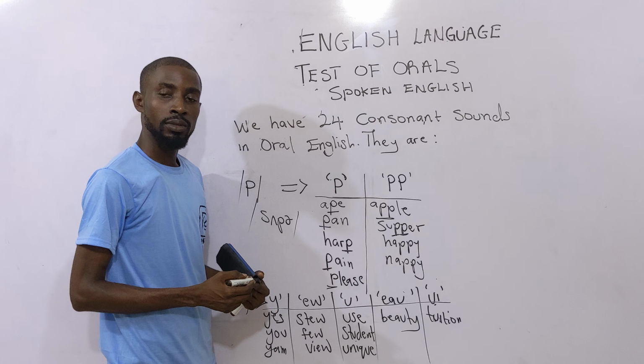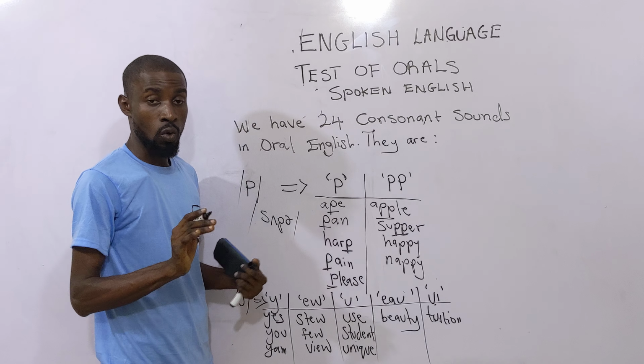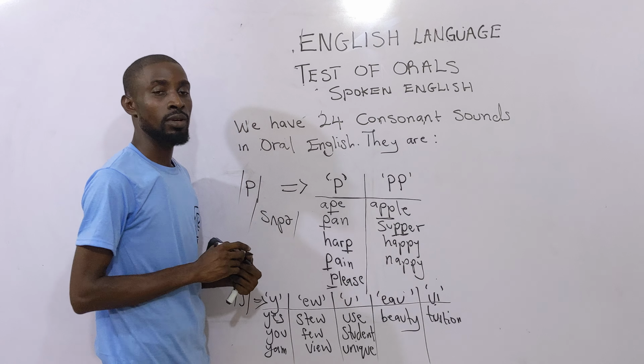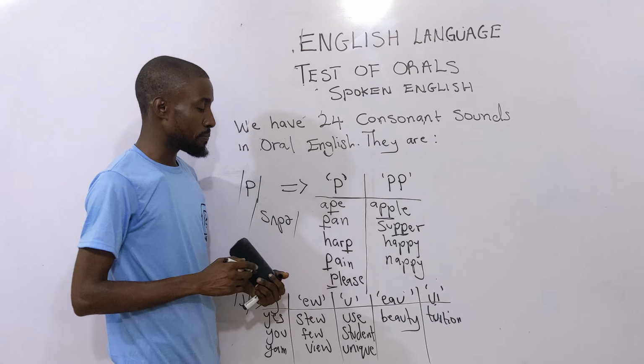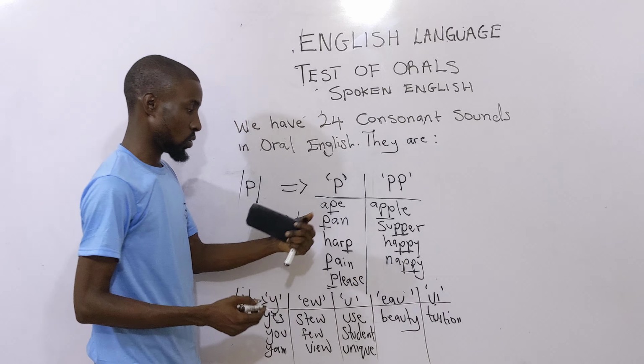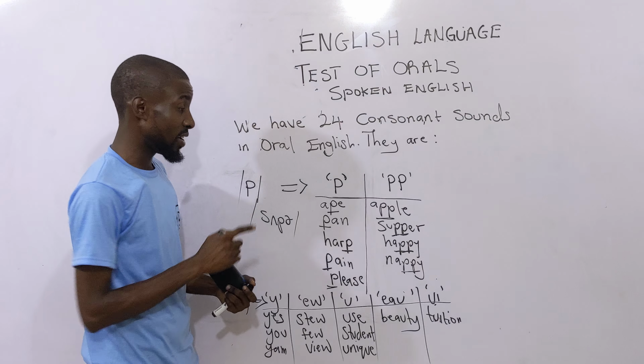Then we have happy. Don't forget, Y normally changes to E sound. That's single I at the end. Then we have nappy. After happy, double P, then nappy too. That's under PP sound. And don't forget, we have an exception to this.